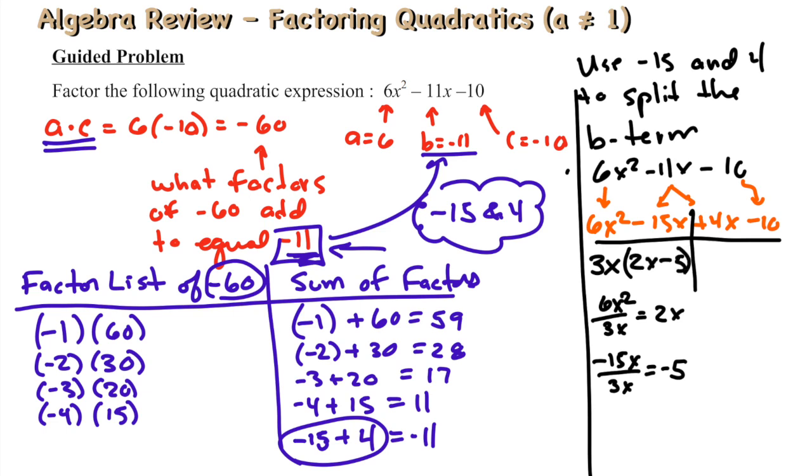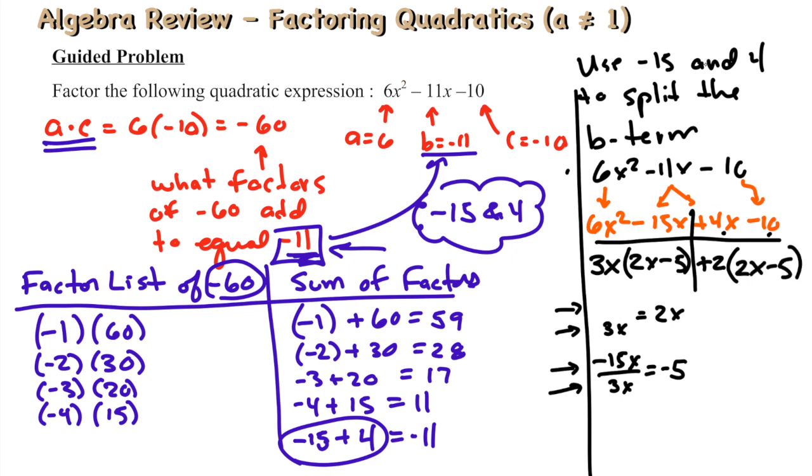And you can see the work I did down here. 6x squared divided by 3x gave me the 2x, and negative 15x divided by 3x gave me the minus 5. That is the quotient. Now we go to the right 2, and we say, well, what's the GCF of 4x and negative 10? And you should say 2, but we want to say positive 2. We want to make sure we include the sign because that's part of our answer. And then the parenthesis, divide each of these by 2, you get 2x minus 5.